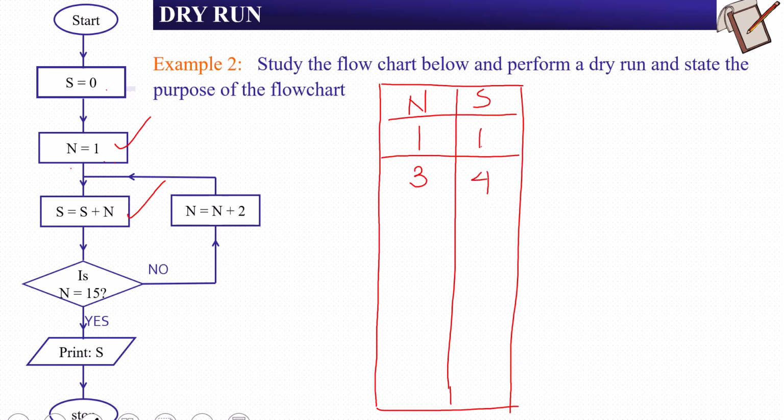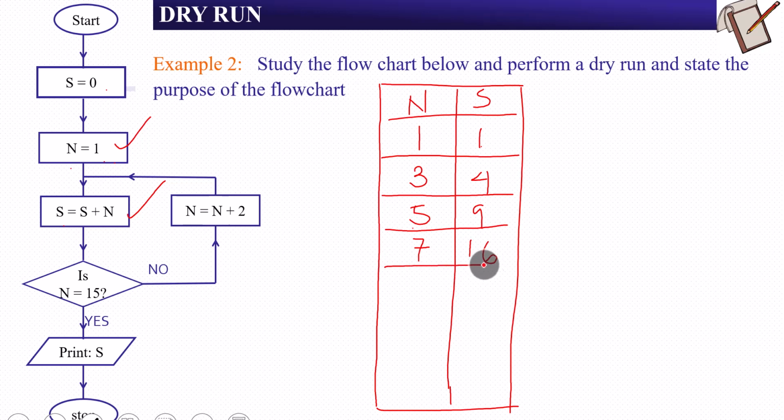Then we ask ourselves, is it equaling to 15? No. If it is a no, we add a 2 to n. Our value of n is 3. When you add there 2, you will get 5. And then your s will become s plus n. Our s is 4 plus n, which is 5. You will get 9. And then you continue and ask yourself, is n equaling to 15? No. So what do you do? You add a 2, it becomes 7. And then s becomes 7 plus 9, which gives you a 16.